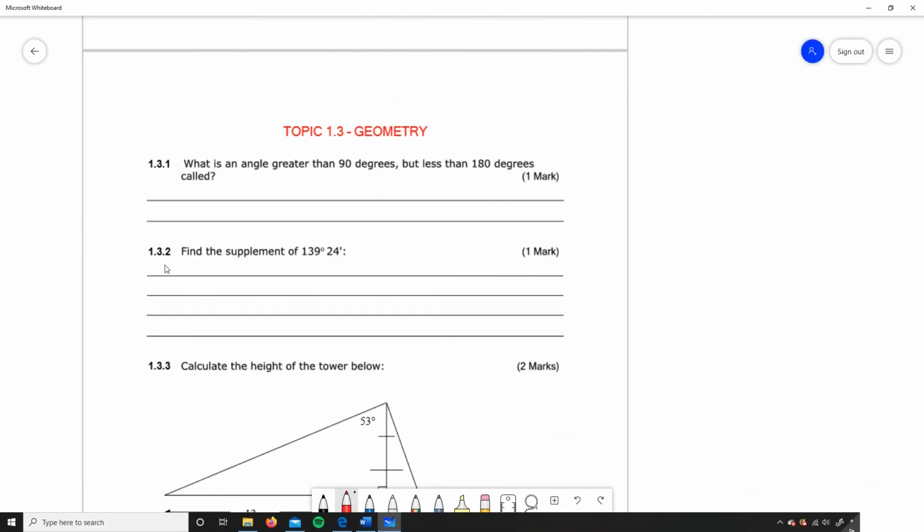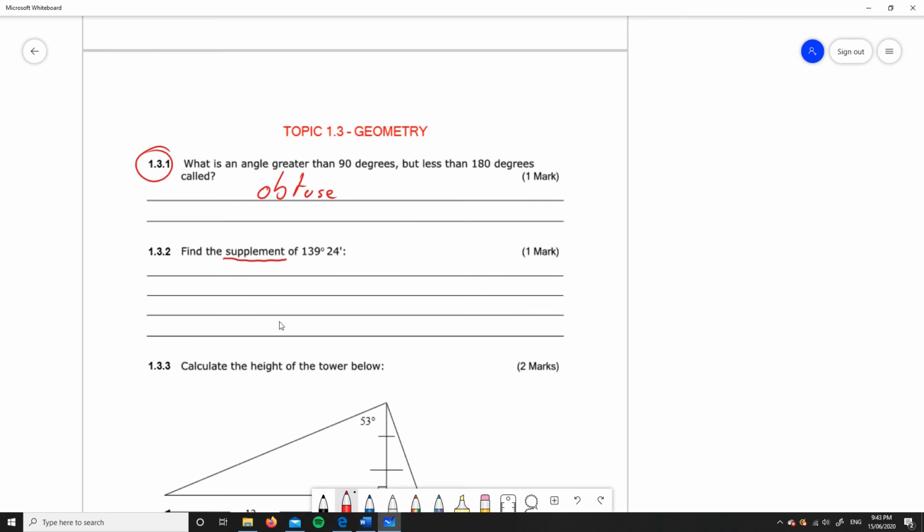Okay, moving on to geometry question number 1. What is an angle that is greater than 90 degrees but less than 180? Well, an acute is 0 to 90. Beyond 180 is going to be a reflex. Only answer left for us here is an obtuse angle.